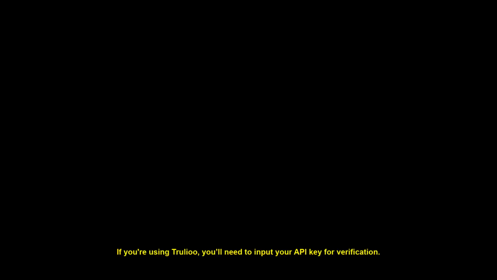If you're using Trulioo, you'll need to input your API key for verification. For Clearbit, you may need to provide your Clearbit API key as well. Once you have entered the necessary information, click on the Connect button. After a successful connection, configure the enrichment settings.